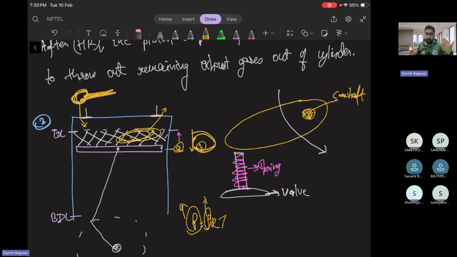The actual swept volume is from position B to BDC, but theoretically it should happen from the TDC to BDC. That is why the volumetric efficiency concept came. Okay. So volumetric efficiency plays a very important role now here. Volumetric efficiency plays a very important role.